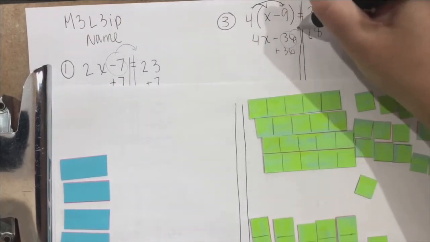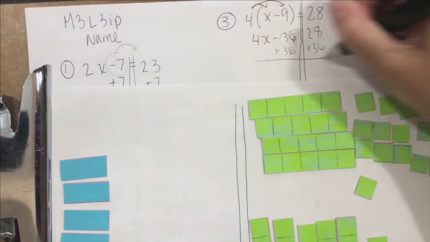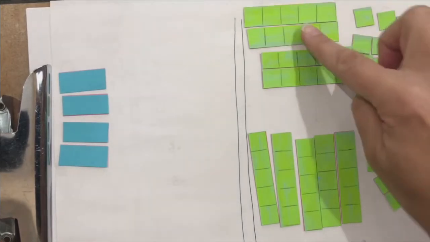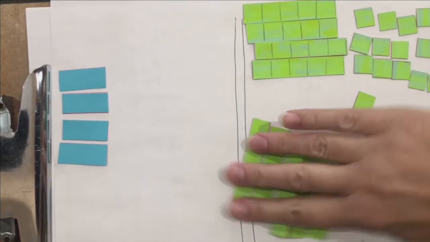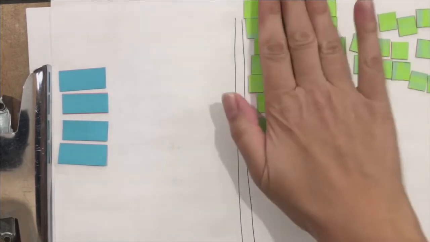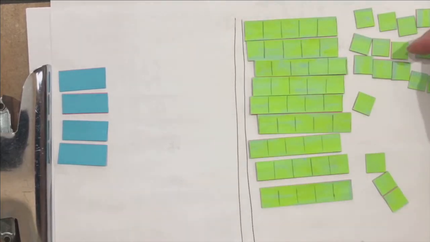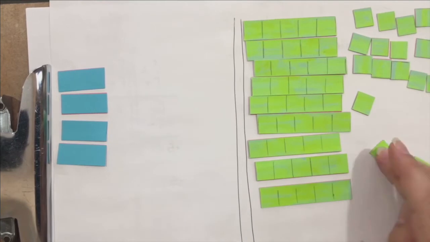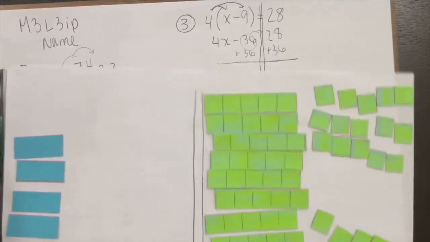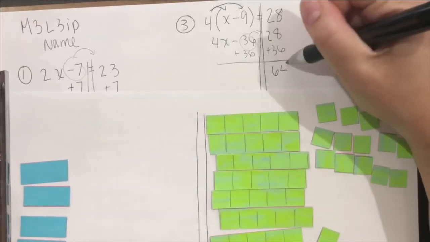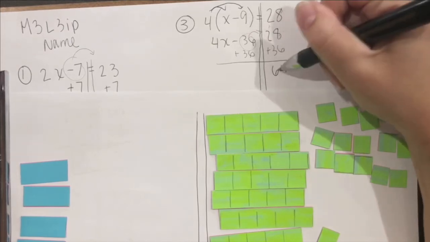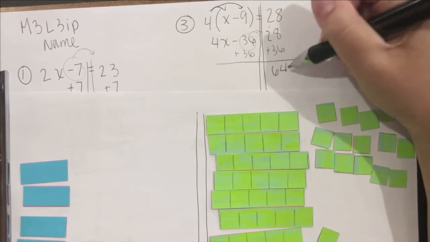The 36 flipped and became positive 36. So I have 36 and 28. So let's see what that equals. 5, 10, 15, 20, 25, 30, 35, 40, 45, 50, 55, 60, and 4, 64. So I now have 64 on this side. 6 and 8 is 14, 3, 4, 5, 6. So that checks out. Both ways that I do it work.